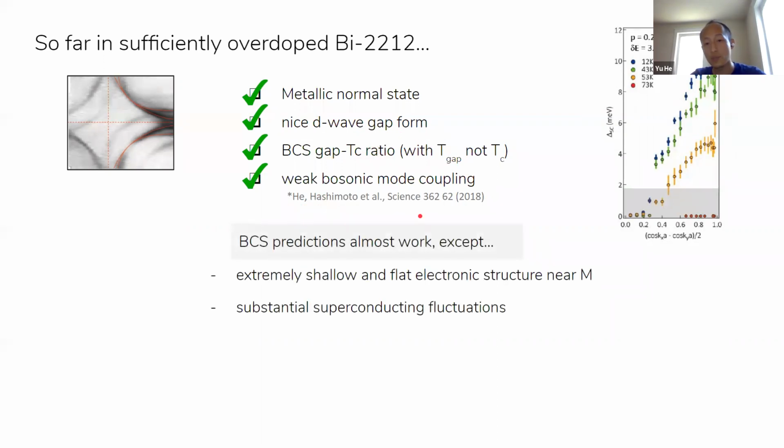So we see that BCS predictions almost work, except for this band structure nuance where we have a flat and shallow electronic structure near the zone boundary. And there's subsequently a substantial superconducting fluctuation there. We have more microscopic models with quantum Monte Carlo calculations to justify how a flat electronic structure can enhance such fluctuations beyond the simple mean field. But we'll not have time for it today.